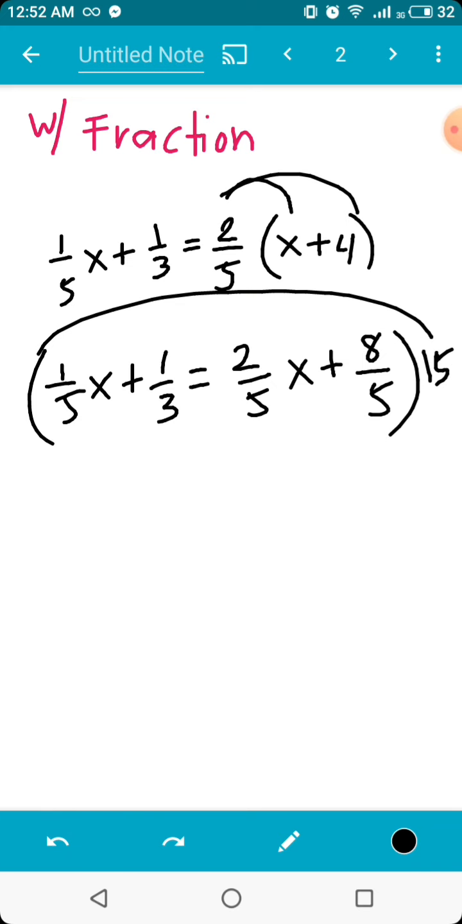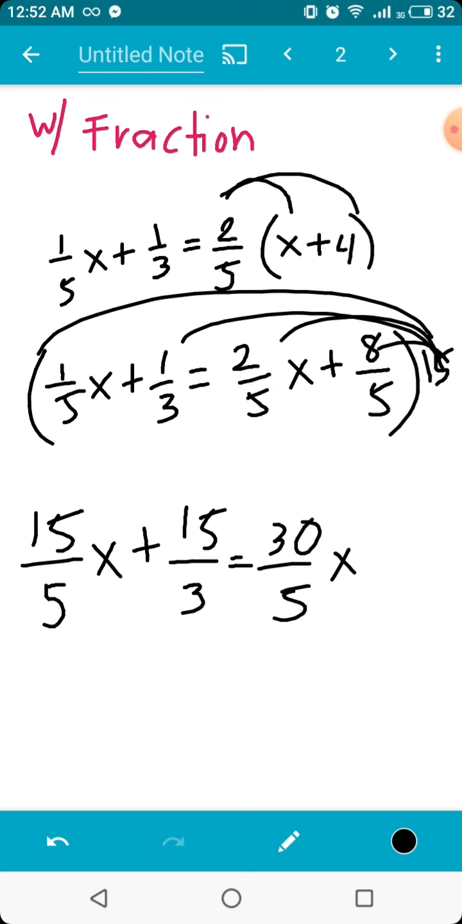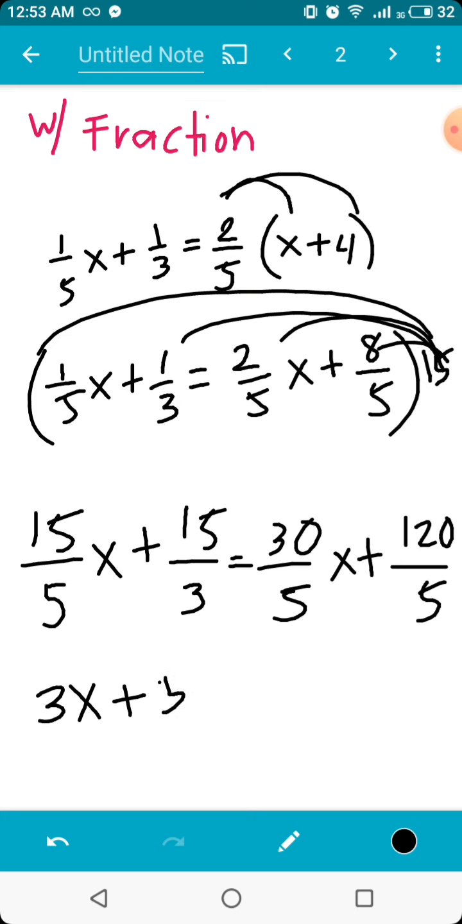Okay? So, 15 times 1/5, so that is 15 over 5 x. Okay? So, mamaya na natin i-lowest term or simplify. 15 times 1/3, that is 15 over 3, equals 15 times 2/5, that is 30 over 5 x, and then 15 times 8 over 5, that is positive 120 over 5. Okay? So, 15 over 5, that is 3x, and then 15 over 3, or just simply 5.